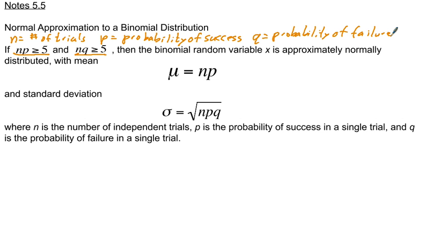So if n times p is greater than or equal to 5 and n times q is also greater than or equal to 5, the binomial random variable x, or the whole binomial probability problem, is approximately normal. And just like before, our mean is n times p, and the standard deviation is the square root of n times p times q. Right? So once we find out that this is approximately normal, in order to do a normal probability problem, all we need is mean and standard deviation. And we have two simple formulas to get that for us from the binomial distribution.